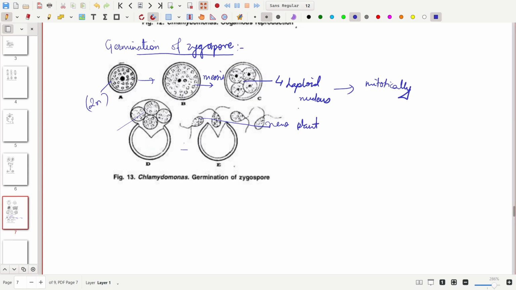In the life cycle, the diploid phase is represented by the zygospore, and the haploid phase is represented by the rest of the haploid gametophyte.